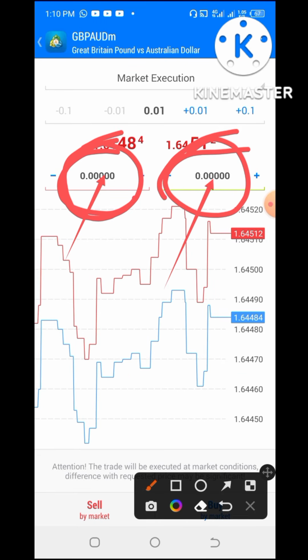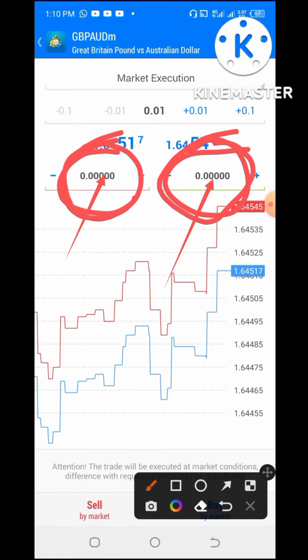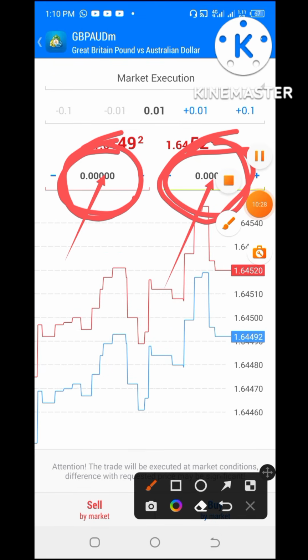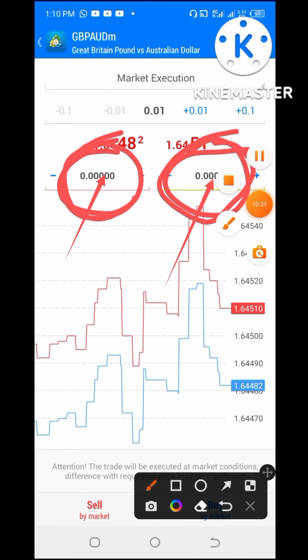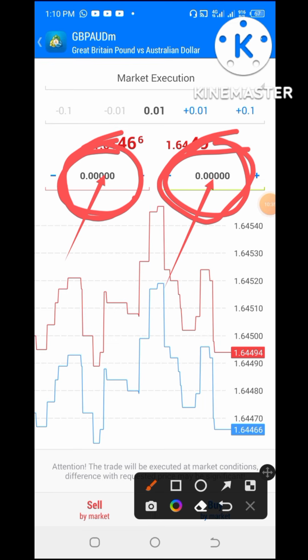Then this also means it happens automatically. If you set your stop loss and take profit, it's automatic. Okay, guys. Hope you've understood there. Now let's move on to the next step.